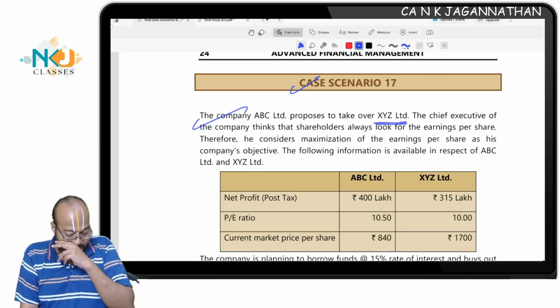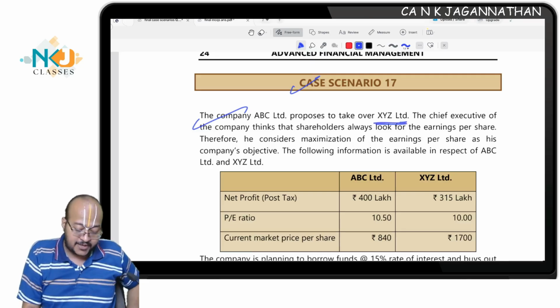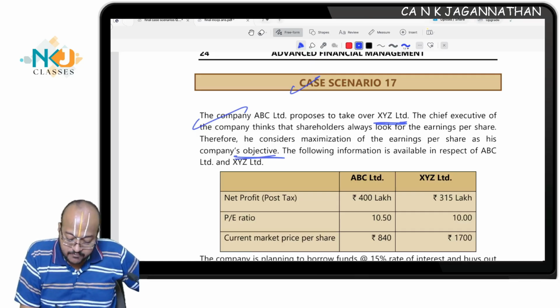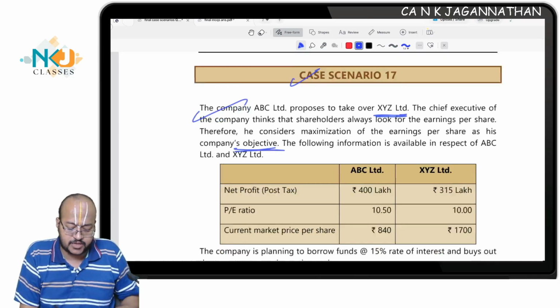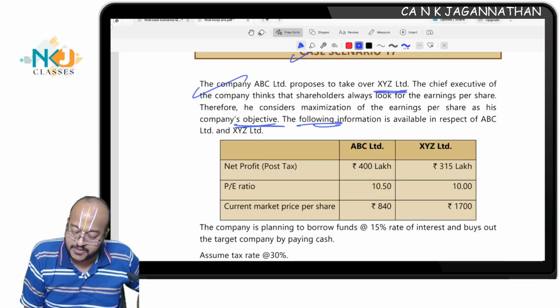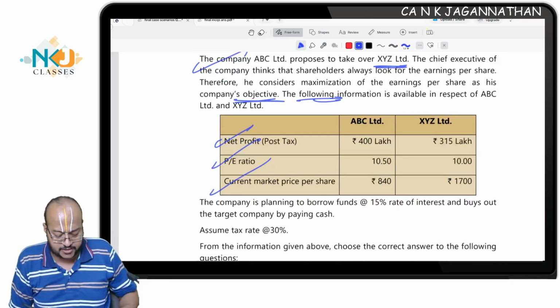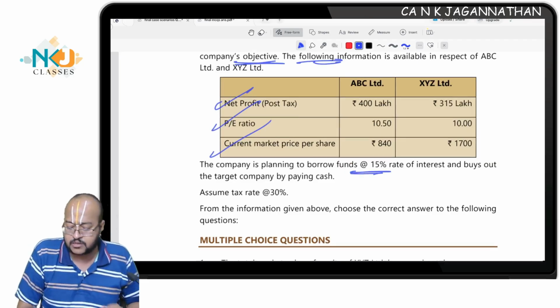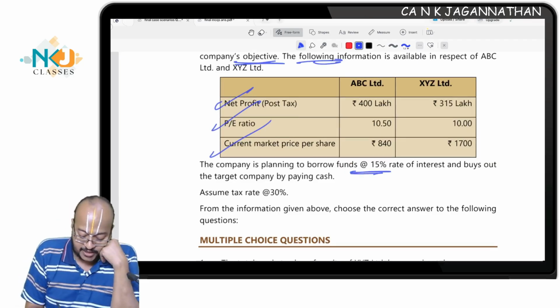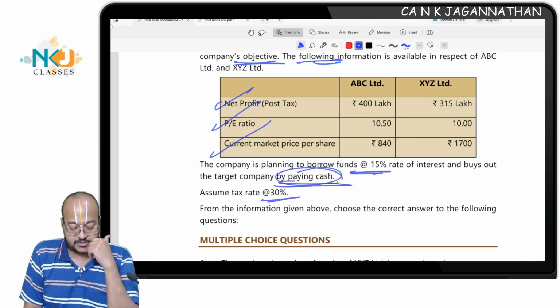Therefore, he considers maximization of the earnings per share as his company's objective. Okay. Profit maximization instead of wealth maximization. Okay. The following information is available in respect of ABC Limited, XYZ Limited. Net profit given, PE ratio, current market price per share. The company is planning to borrow funds at 15% rate of interest and buys out the target company by paying cash. Assume tax rate of 30%.